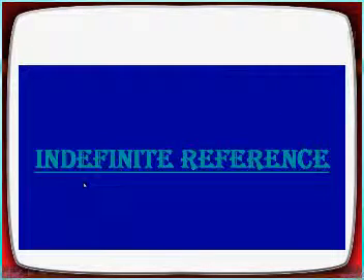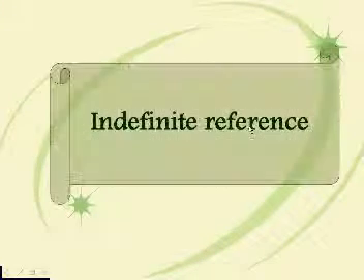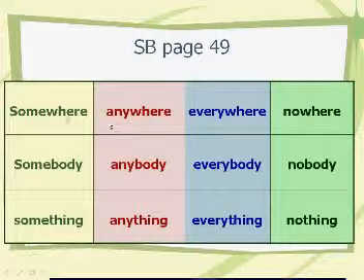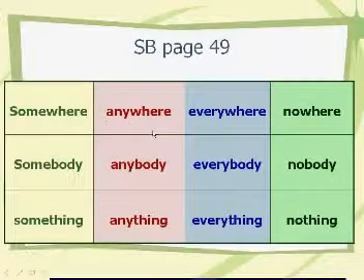So now we are finished with gerunds, and we can move to something else, which is indefinite reference. And in a minute, we'll know what that means. Please go to your student's book, page 49, in order to find this table. I'm sure you'll have this table in your student's book. You'll have these words: somewhere, somebody, something, anywhere, anybody, anything, everywhere, everybody, everything, nowhere, nobody, nothing. During this session, we'll see how each word is used.